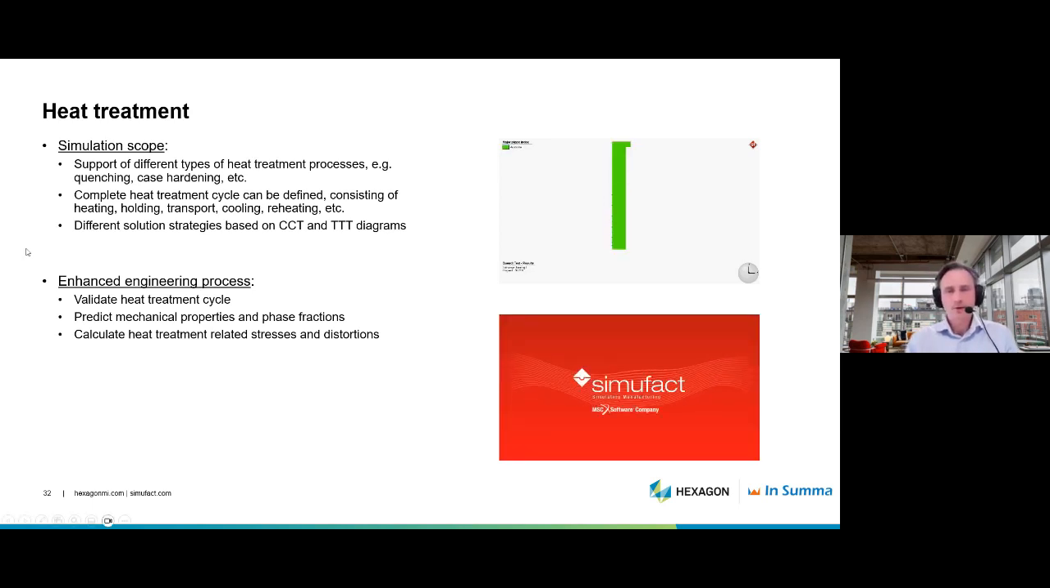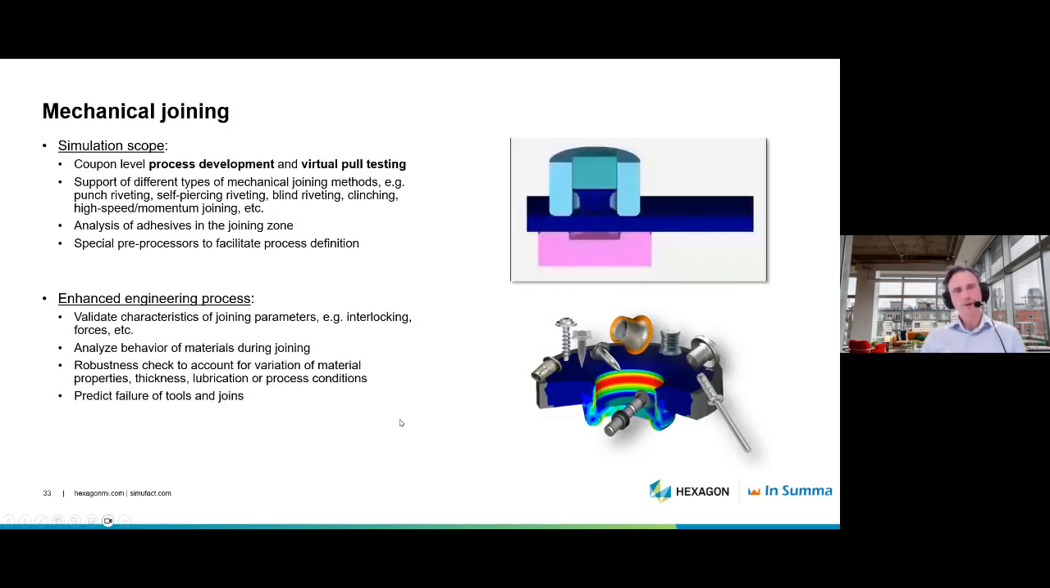Then, going further with mechanical joining, which is another type of technology, it could easily be simulated in Simufact Forming. You do this simulation on the coupon level, estimating this process itself. So you're looking into the area of a mechanical joint where it is applied using some kind of realistic tool geometries. That's more or less the scale of the problem you're trying to solve. And then, of course, in addition to that, you have the possibility to simulate virtual pull testing. I'll have a picture, or actually an animation, about that. So that's the level where you're staying to estimate the mechanical joining.